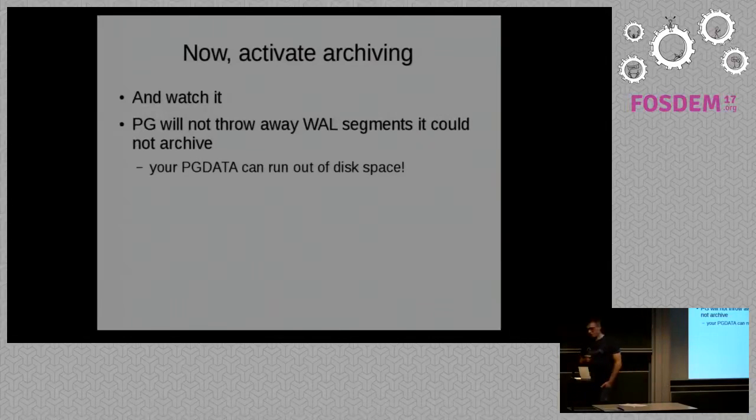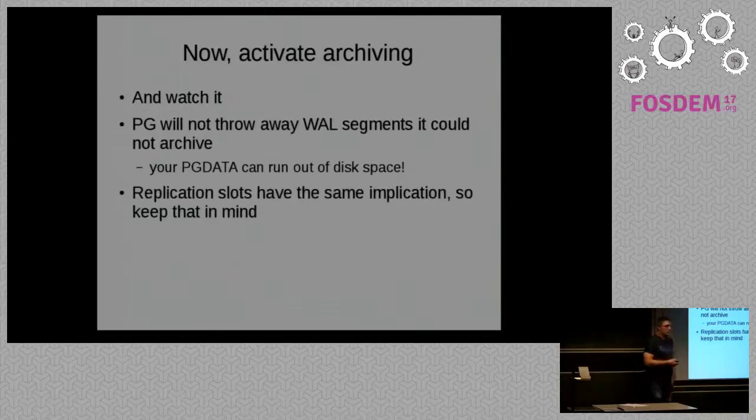If it does not work, you might run into trouble after a while, because Postgres will not throw away any WAL segment it has not archived. So if you have a script that does the job right but does not return 0, Postgres will try to run that over and over again and not throw away the WAL segment, and then you get called out of bed in the middle of the night because you're out of disk space. Replication slots, by the way, work the same way. They will not throw away any WAL segment that has not been sent through all replication slots. Keep that in mind if you want to use replication slots.